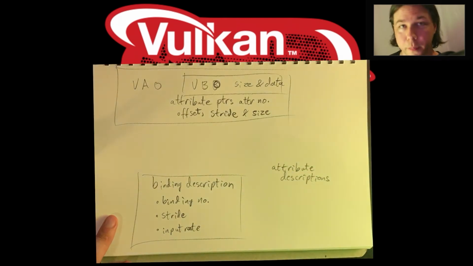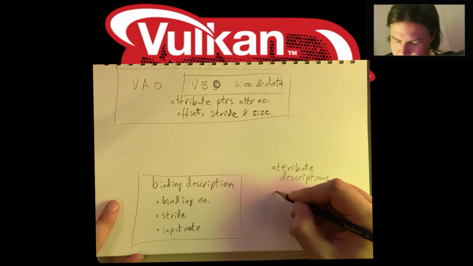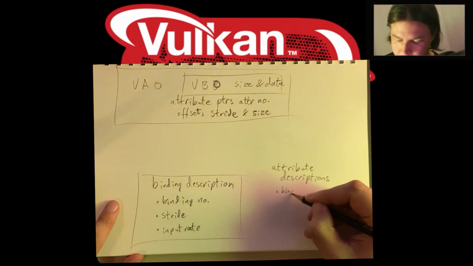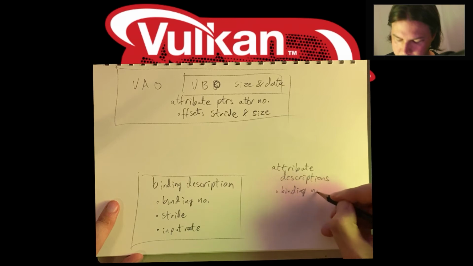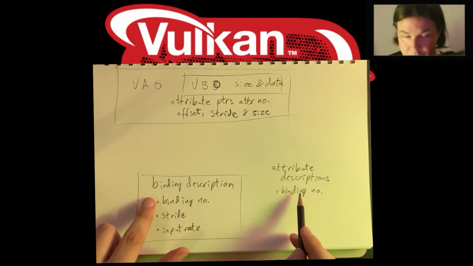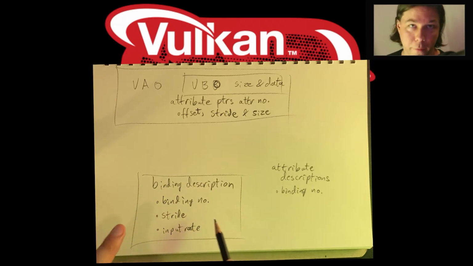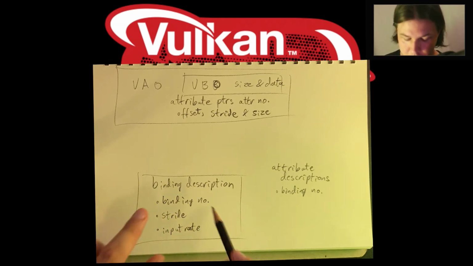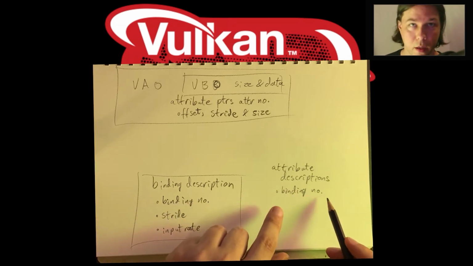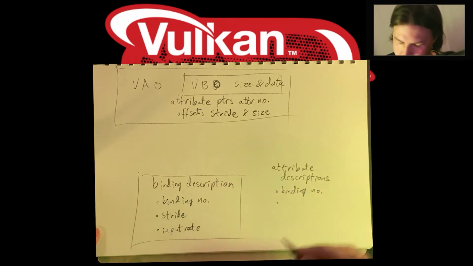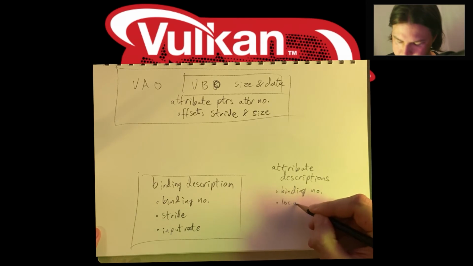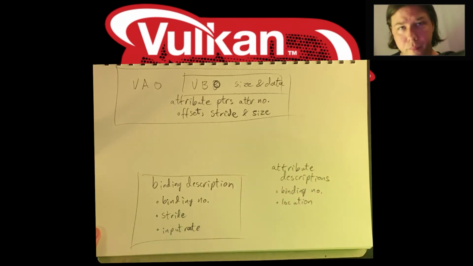And each vertex buffer will have several attribute descriptions based on the number of attributes that it has. Each attribute description will be associated with a binding number, and that will be the same. These will match up. So if one vertex buffer has 3 different attributes and it's binding number 0, they will all be binding number 0, and they'll have their own locations, which is similar to layout location from OpenGL shaders.